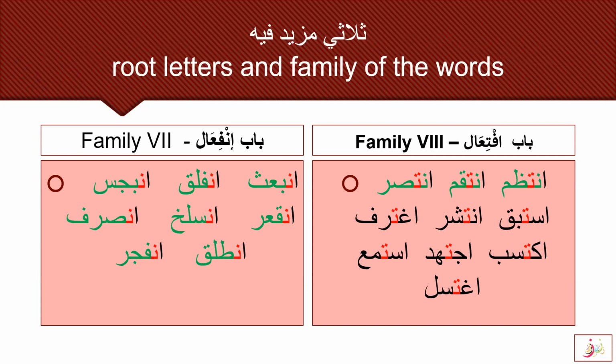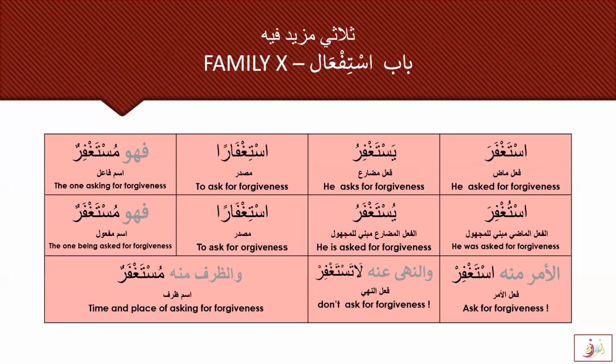That for family 7 words, the root letters are always at the end, and the words will start with alif and noon. And for family 8, there is a break in the chain of the root letters, and there is an additional ta of family 8. That is the marker for family 8, you can say.